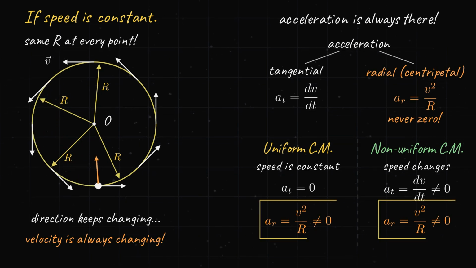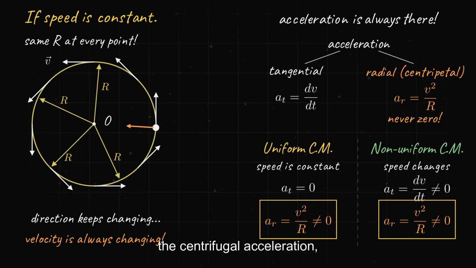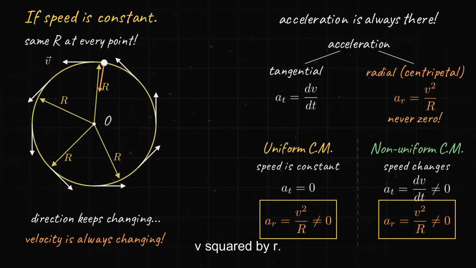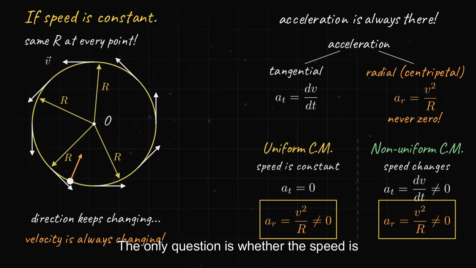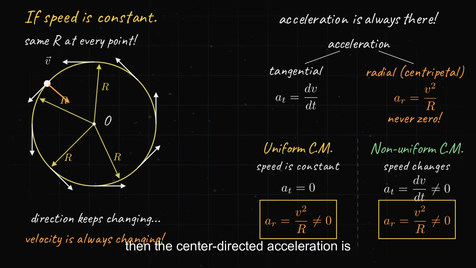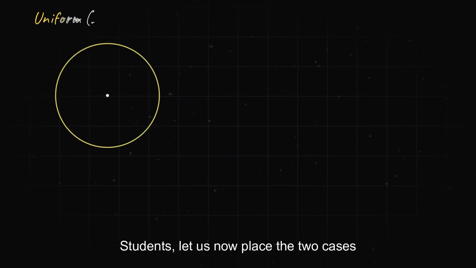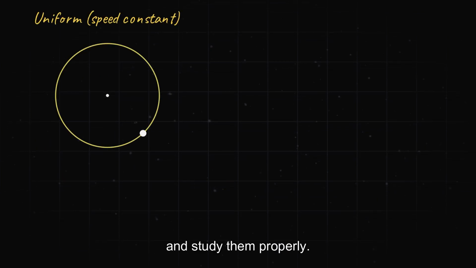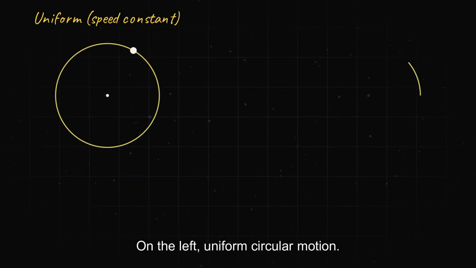In any circular motion, uniform or non-uniform, the centripetal acceleration, v squared by r, is always there. The only question is whether the speed is changing. If it is, a tangential part gets added. If it is not, then the center-directed acceleration is the whole story. Students, let us now place the two cases side by side and study them properly. On the left, uniform circular motion.